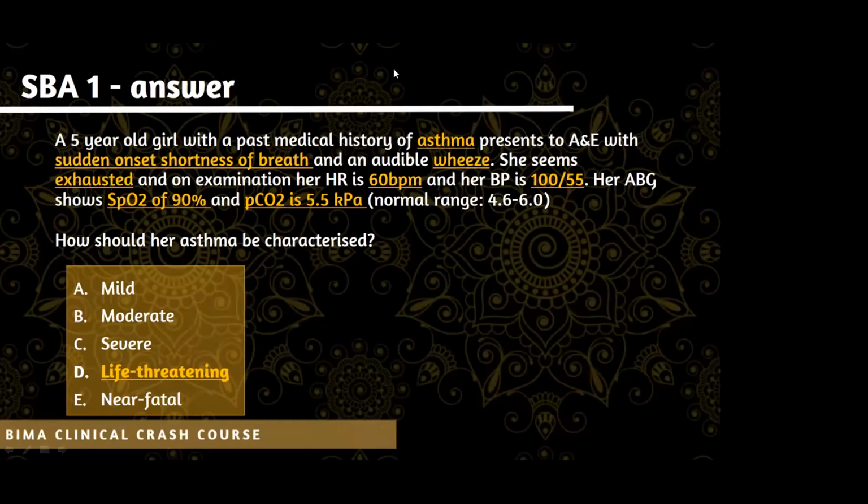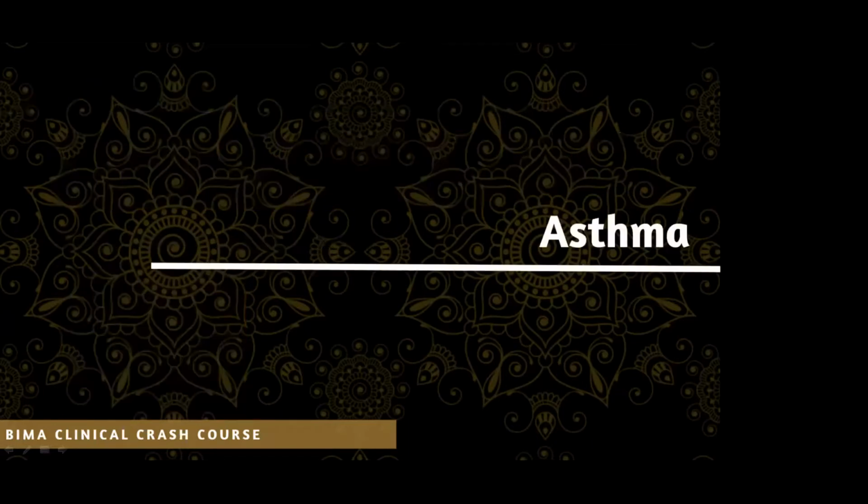Her ABG shows O2 of 90%, so if it's less than 92, it's either severe or life-threatening. And her CO2 is normal, which is good. So that would make it life-threatening. The next slide, we can go through why it is.